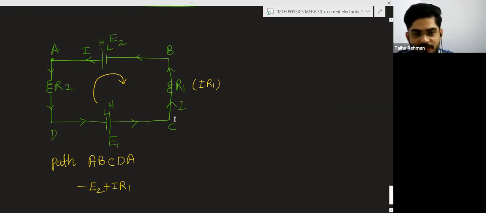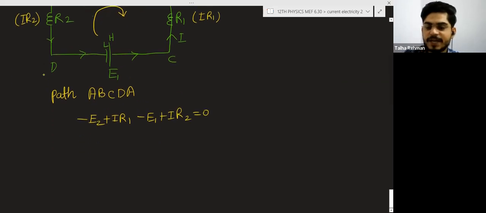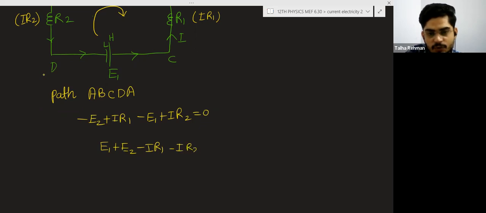Okay, now let's see this. From C to D, you are moving from higher to lower. Again, you will take minus E1. And now from D to A, you are moving in the opposite direction of current. Again, current is I. Here the potential drop is IR2, and you will take this as plus IR2 equal to 0. Now take the minus sign common from all. So this will become E1 plus E2 minus IR1 minus IR2 is equal to 0.